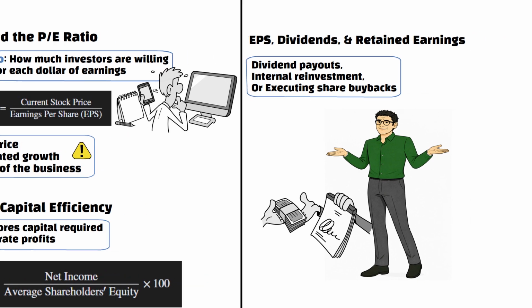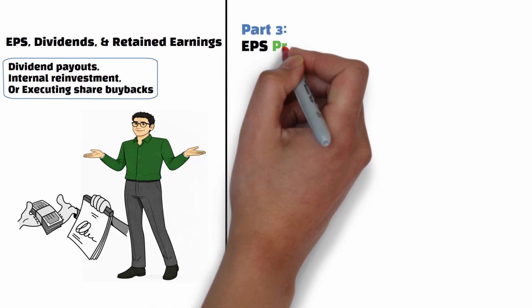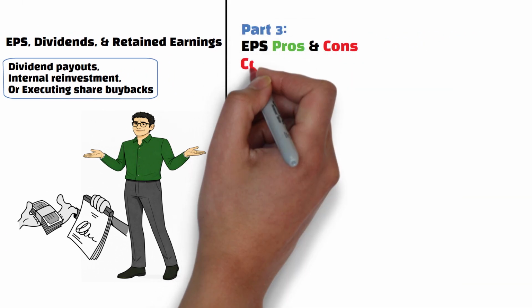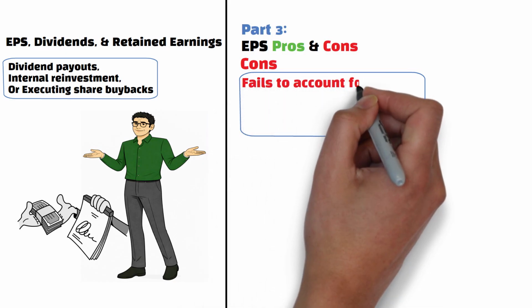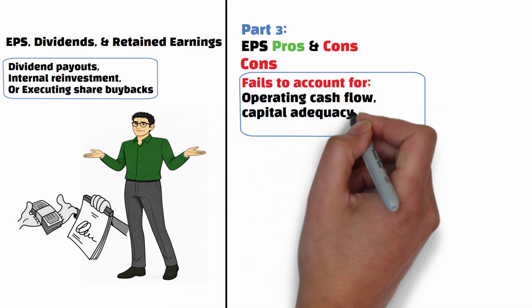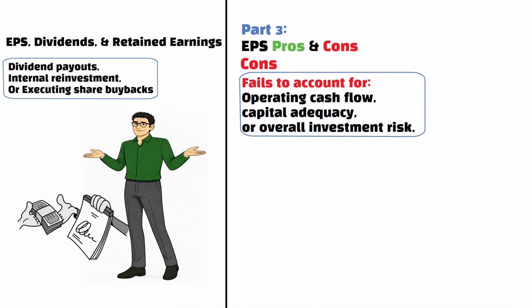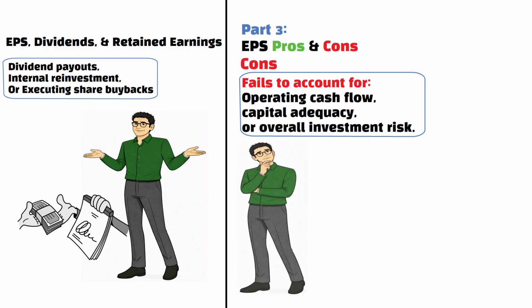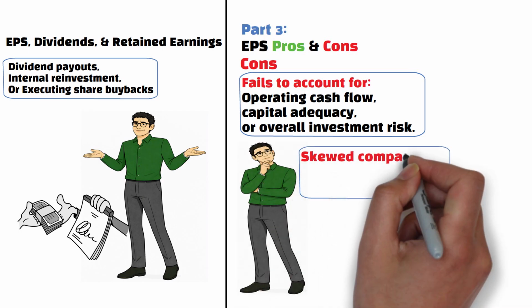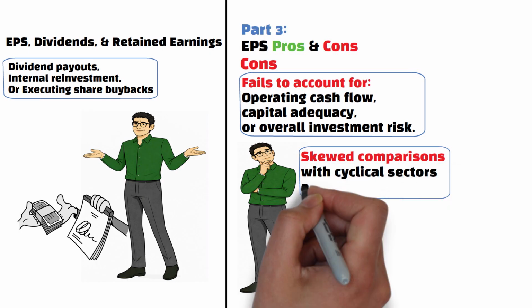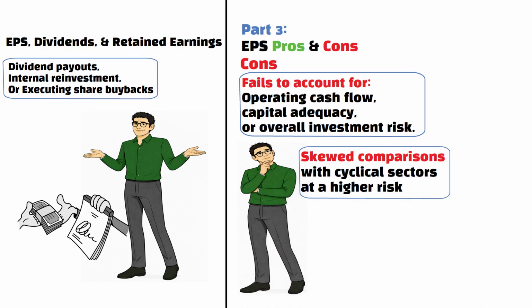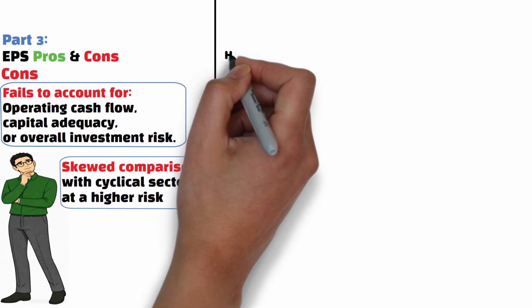In the next part, we'll look at the main pros and cons of earnings per share, starting with the main cons. Firstly, it fails to account for operating cash flow, capital adequacy, or overall investment risk. High earnings per share should never define a stock as being a great investment. Similarly, a negative result can also skew comparisons with cyclical sectors, especially at a higher risk. This is why it should never be studied in isolation.